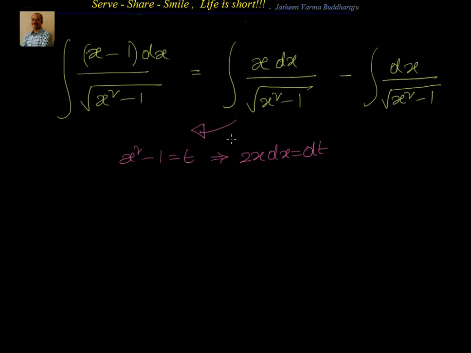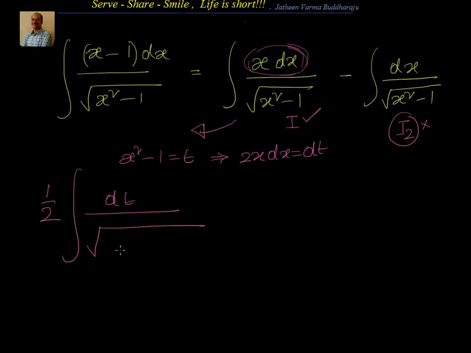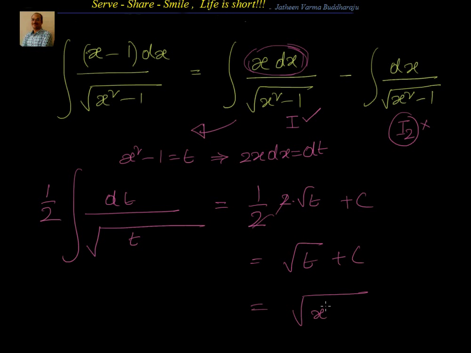Why have we taken x square minus 1 equal to t? Because we see x dx here. The idea is always to kill the numerator part as much as possible. So x dx equals half of dt. We are doing only the I1 part, not I2 as of now. This is I1: 1 by 2 integral of dt divided by square root of t. We know the integral of dt by root t is equal to 2 root t plus c. The 2 will cancel, you get root t plus c, that is root of x square minus 1. So the first part's answer is root of x square minus 1.